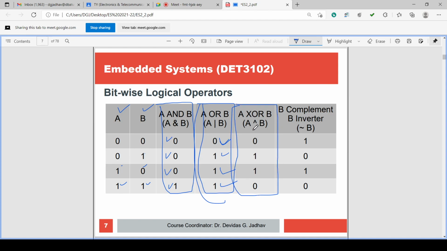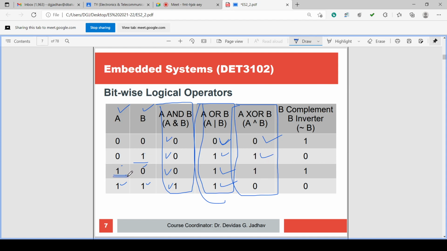A XOR B, A cap B. A ^ B should be written in the program, but its meaning is A XOR B. So in A XOR B, the number of bits in A and B is 2. Out of these, an odd number of bits are 1, or an even number of bits are 1. If an odd number of bits are 1, then the output is 1. So here 0 bits are 1, so the output is 0. Here 1 bit is 1, so 1 is odd, so the output is 1.